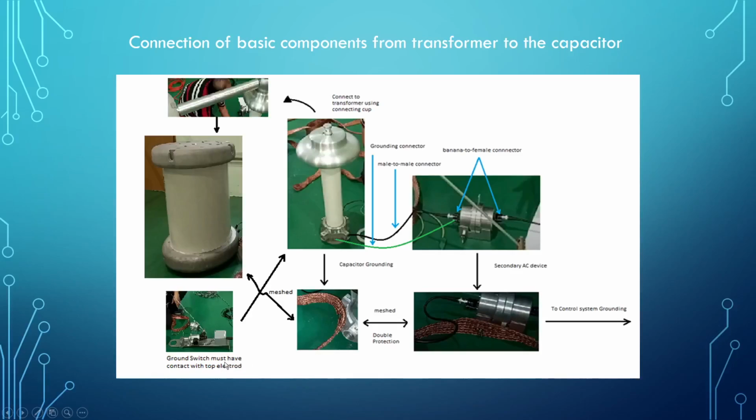The ground switch must have contact with the top electrode. As you can see here, this is the top electrode, and the ground switch must touch the top electrode. And last but not least, the connection will go to the control system grounding.